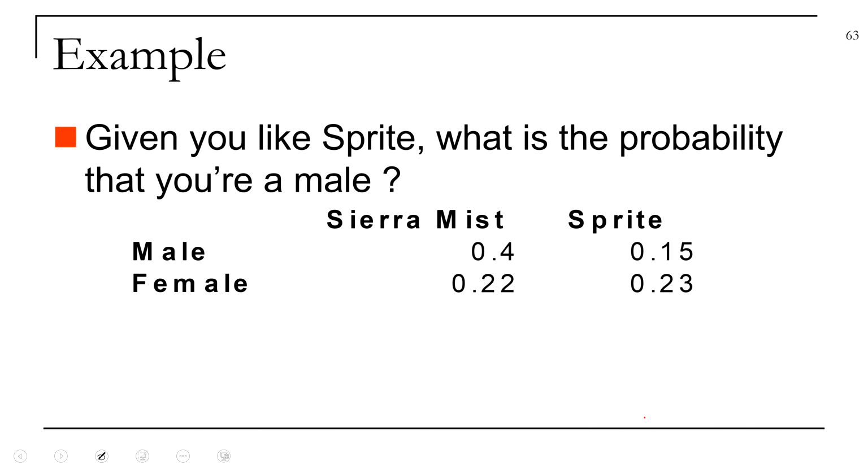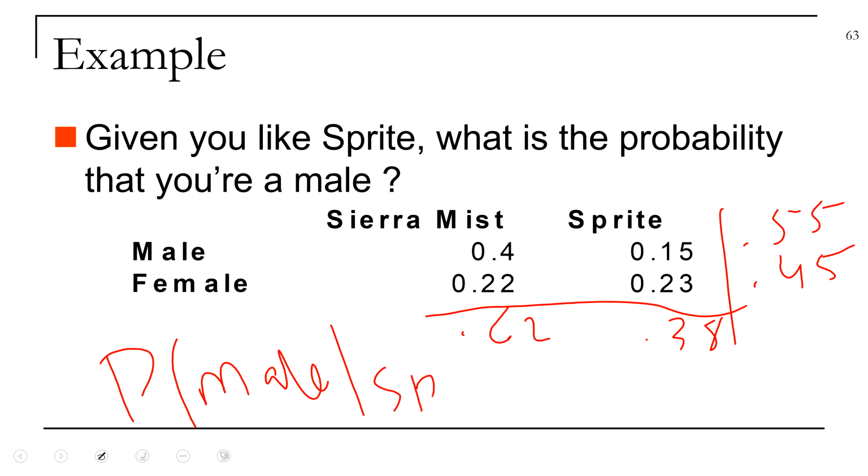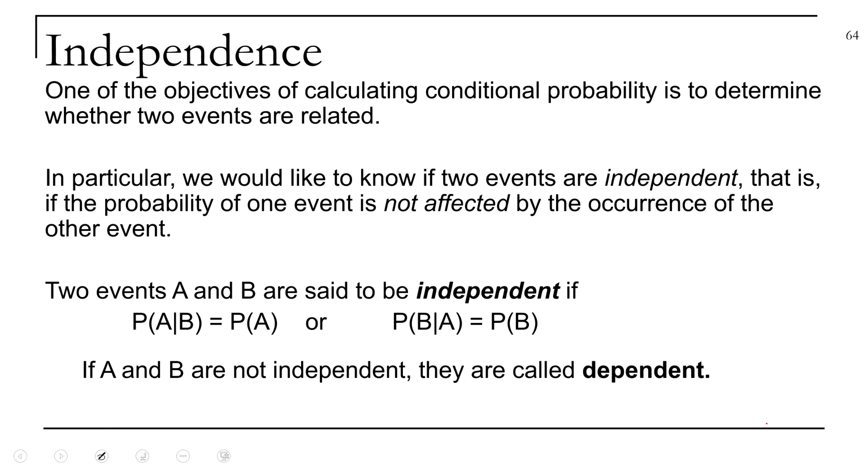Seems to be some sort of relationship between seeing the ad and buying the doll. As an example, using Sprite, what's the probability you're a male? So here we have this. We might as well make the marginals 0.55, 0.45, 0.62, 0.38. The probability of male given Sprite is going to be the probability of male and Sprite, 0.15, over the probability of Sprite, which is 0.38. And we can figure that out on a calculator. But again, calculating conditional probabilities is very straightforward.